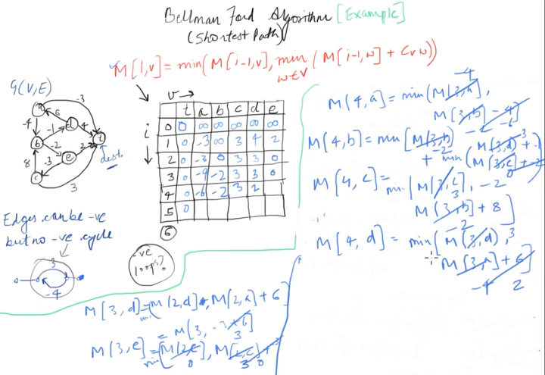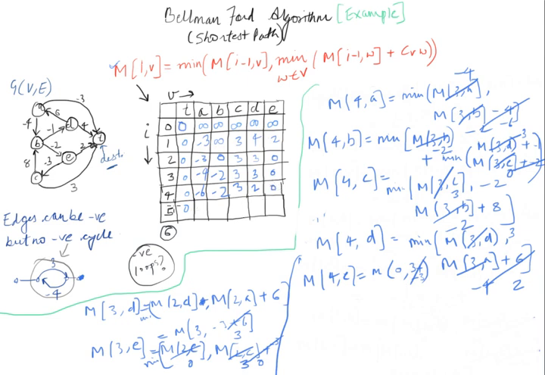Now E to T is M4 comma E, the minimum of M3 comma E, which is 0, or E is connected to C. M3 comma C is 3 plus the cost CE, which is minus 3, hence it will remain 0.